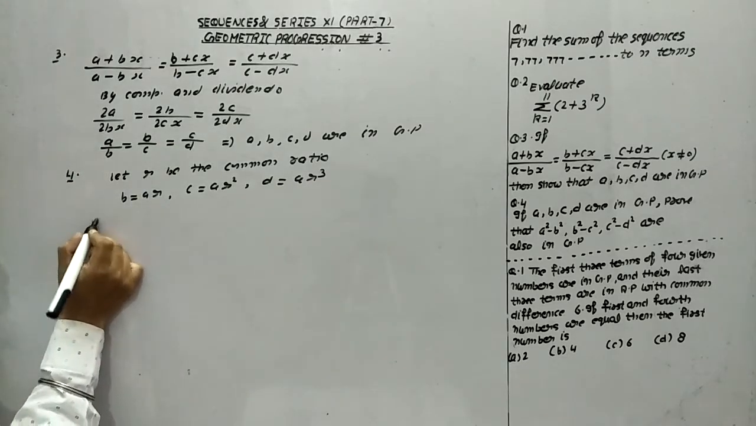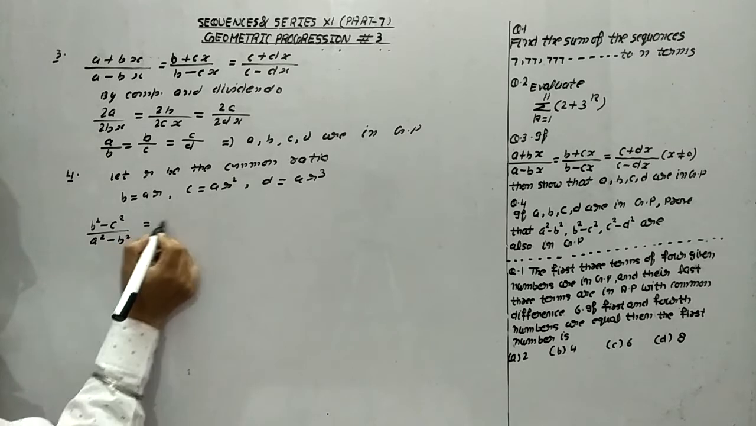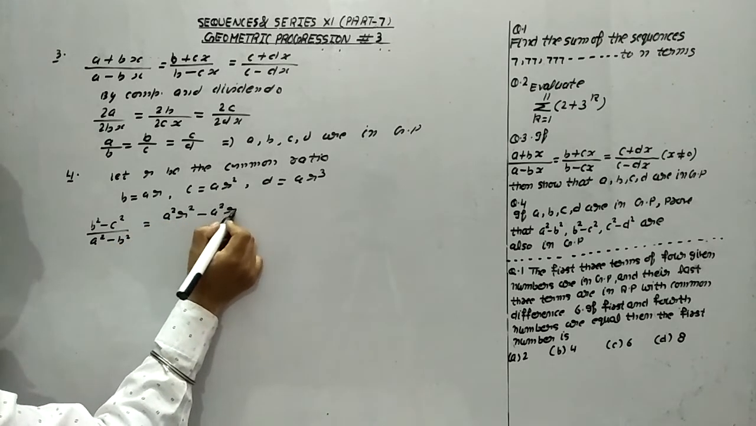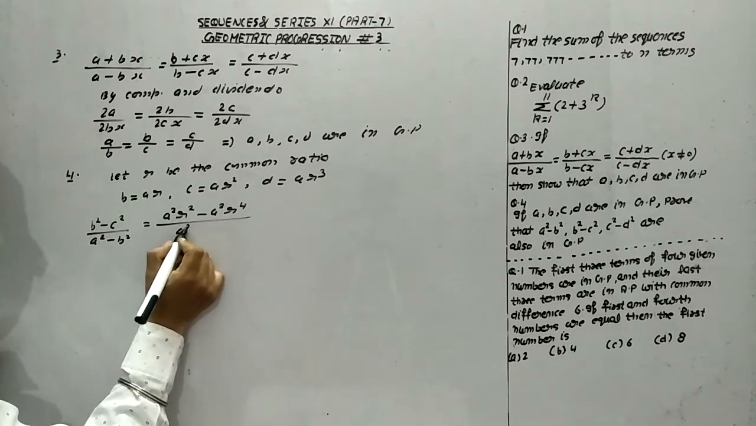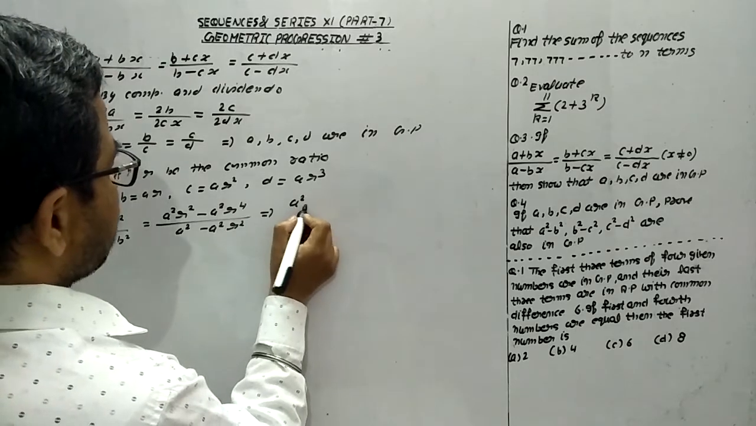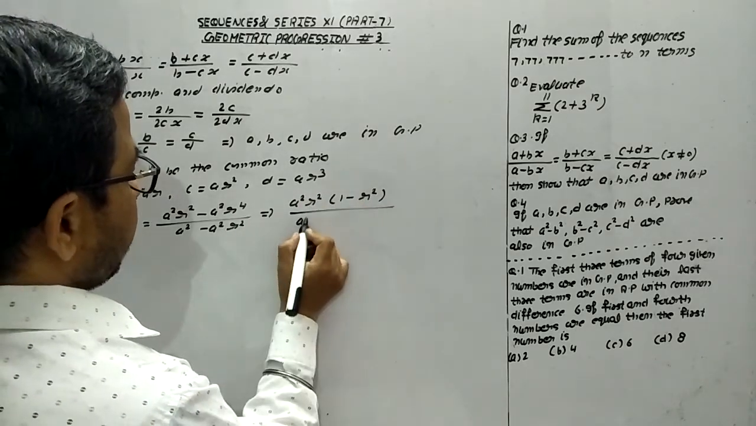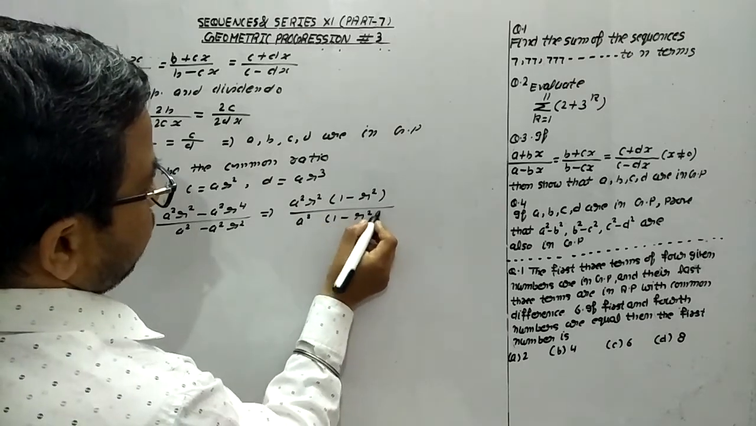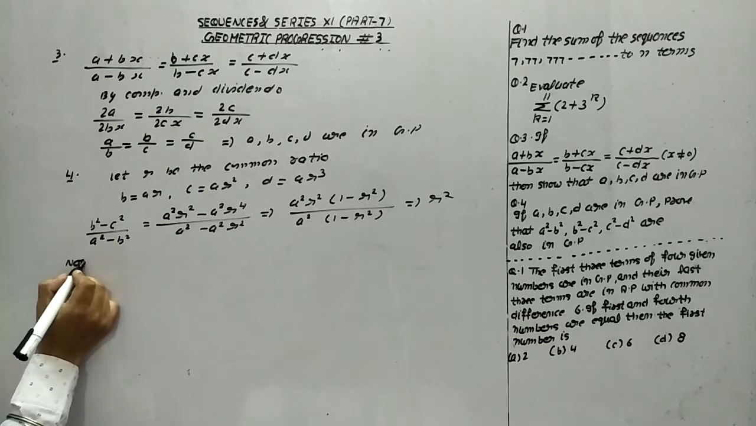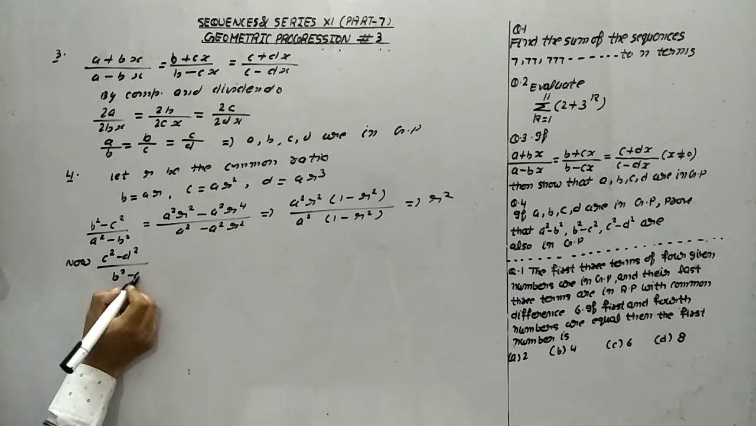Now first of all we will find out (b square minus c square) upon (a square minus b square). b square means a square r square, c square means a square r to the power 4. This is a square minus a square r square. What is the common term here? a square r square. What is left? 1 minus r square. What is common here? a square. What is left? 1 minus r square. So what is left here? r square only.